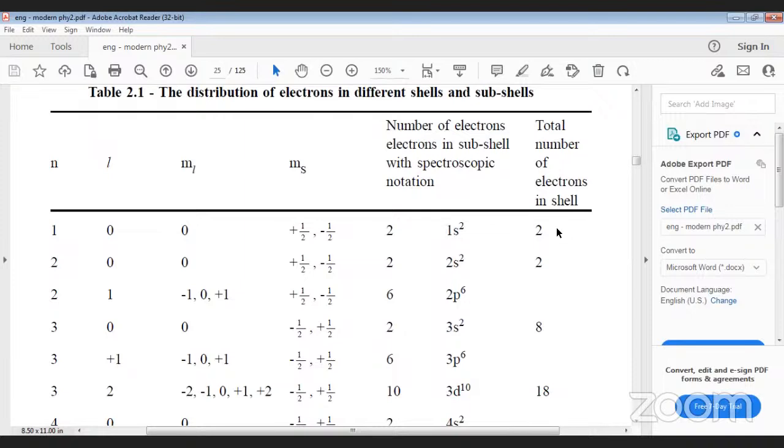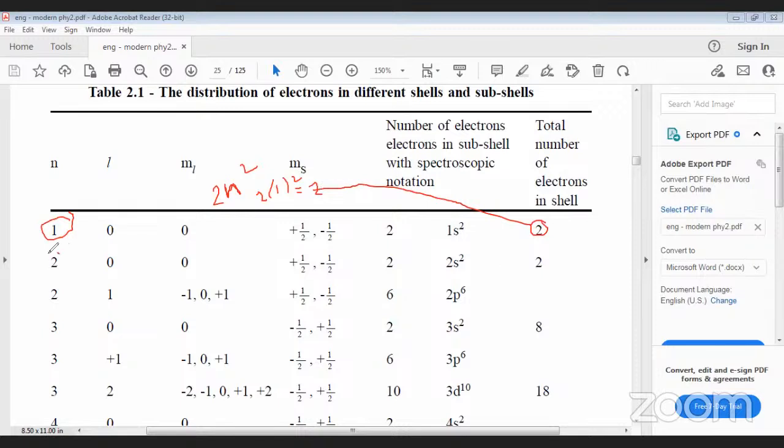Similarly, I just want to write it down. See here, the formula is 2n square. If n is 1, how many? 2 into 1, that means 2, the maximum number of electrons.